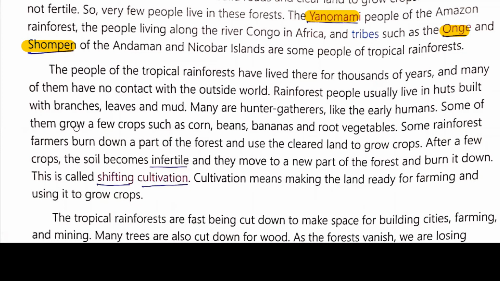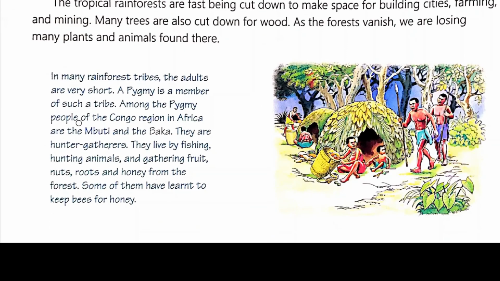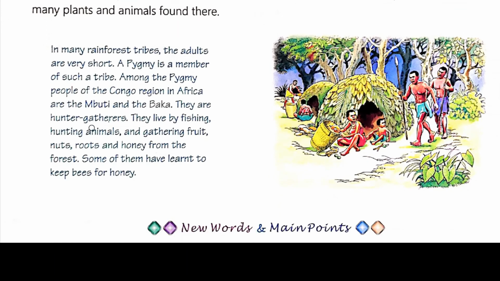Rainforest people usually live in huts built with branches, leaves, and more. The people, they are early human beings. You can see the pictures. They live in the huts built with branches, leaves, and more. They are the early men. Many are hunter-gatherers like the early humans.